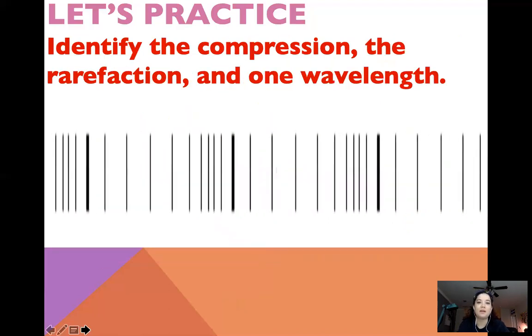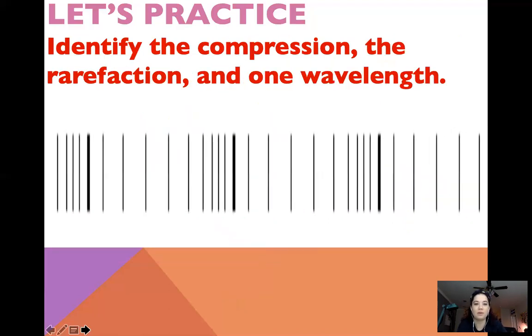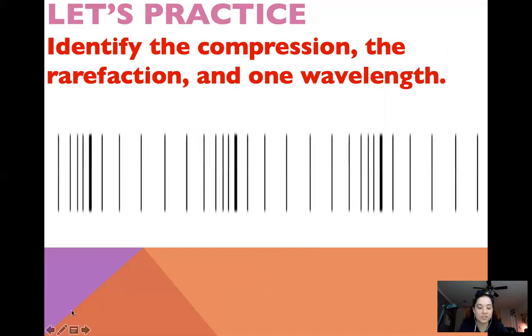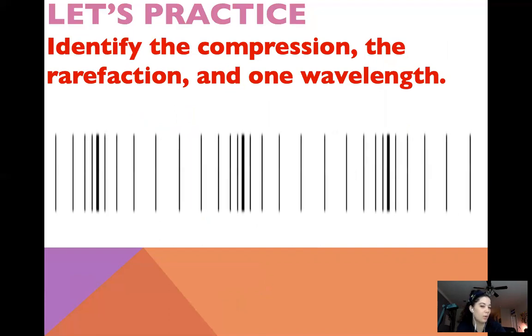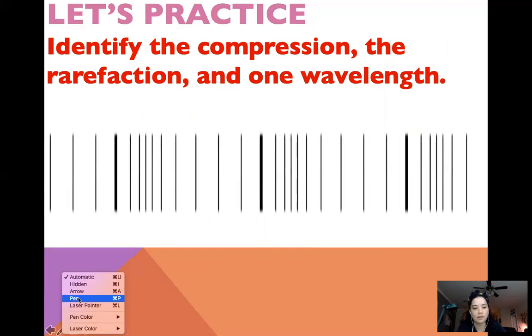Moving on. All right, so we've got some compressions, some rarefactions, and we need to find one wavelength. Where do you think the compressions are? Take a second. Where do you think the rarefactions are? Where do you think a wavelength is? Okay, I'm gonna pause it and that'll help.